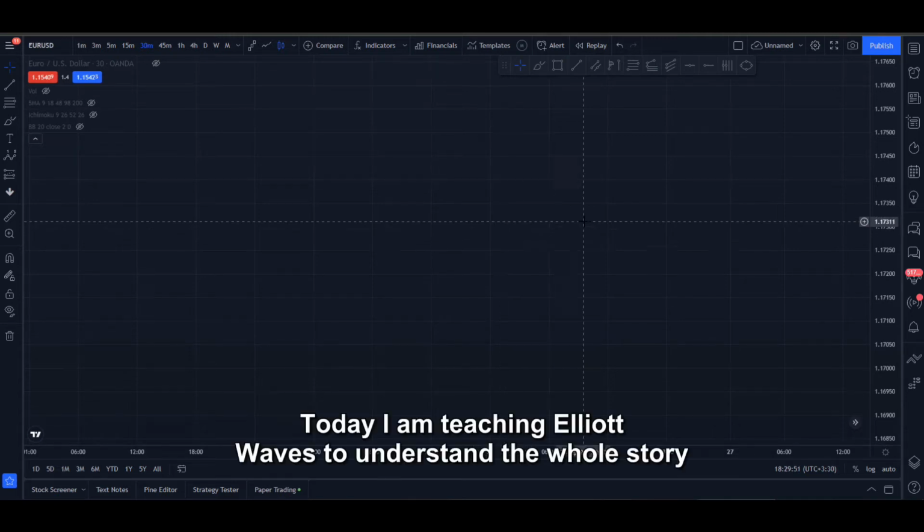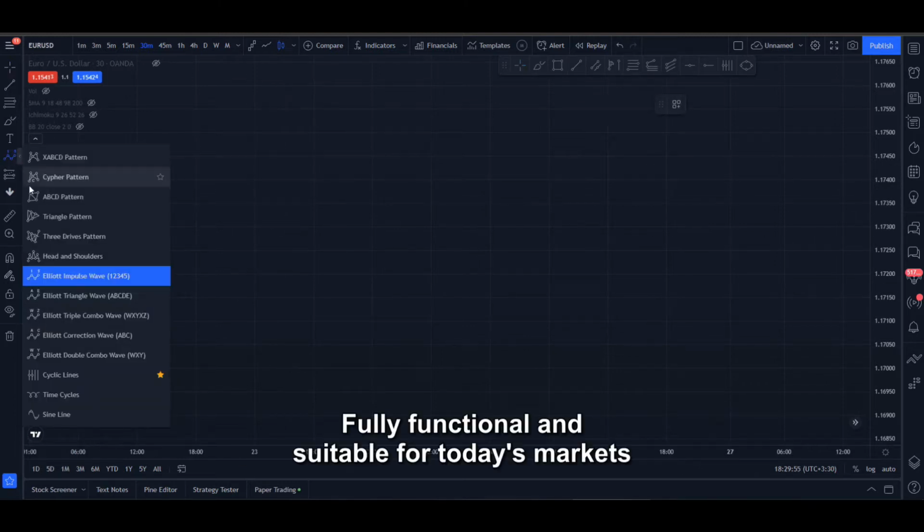Today I am teaching Elliott waves to understand the whole story, fully functional and suitable for today's markets.